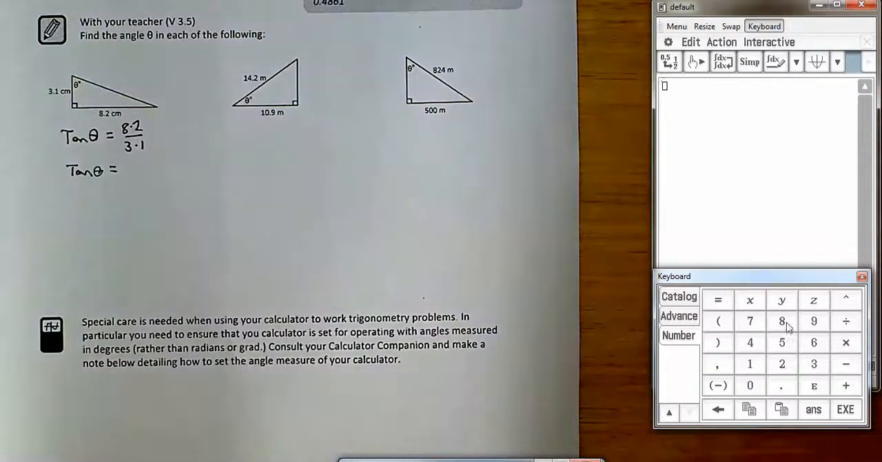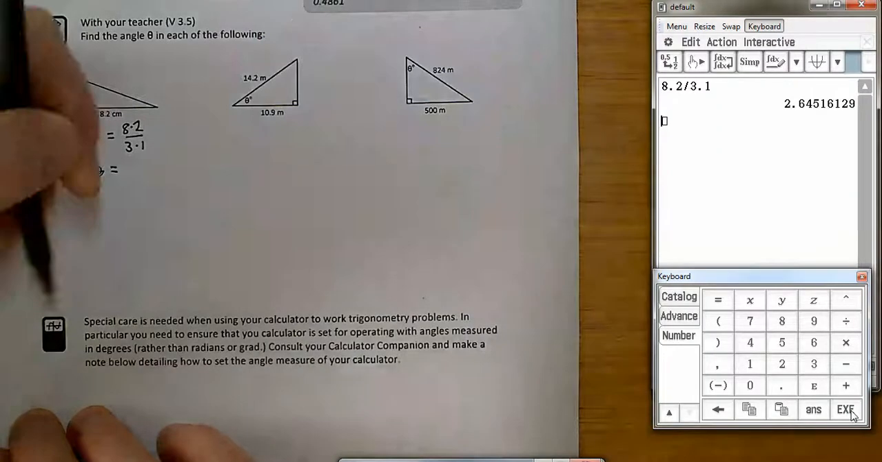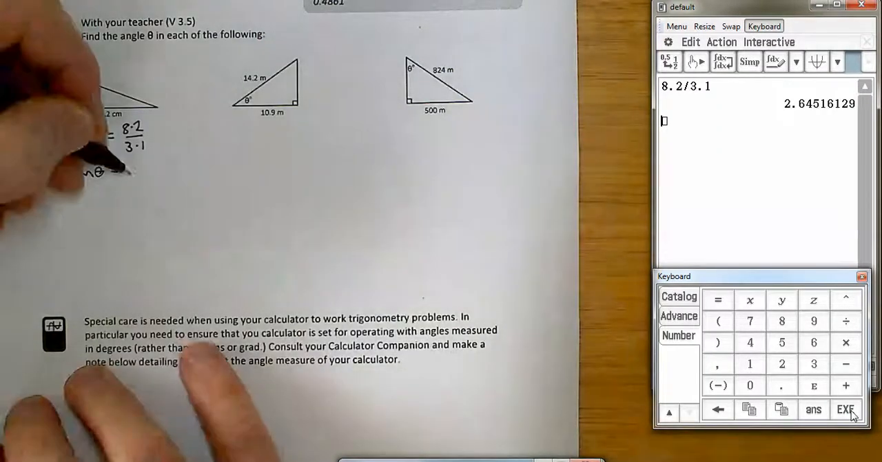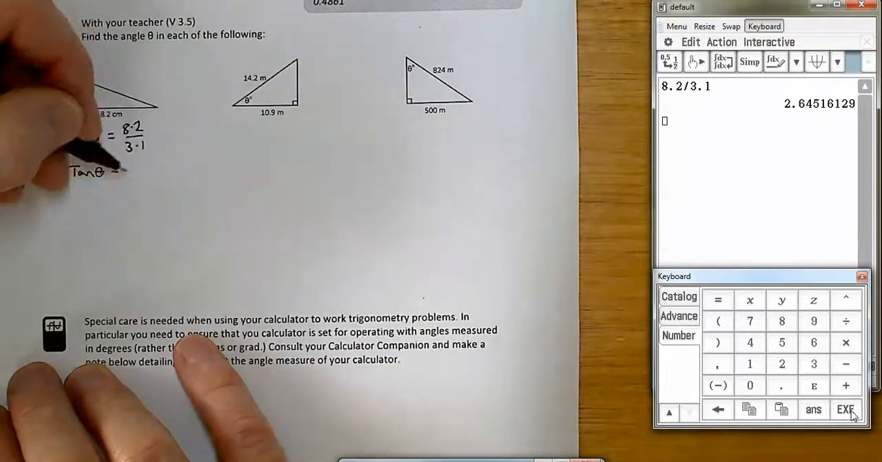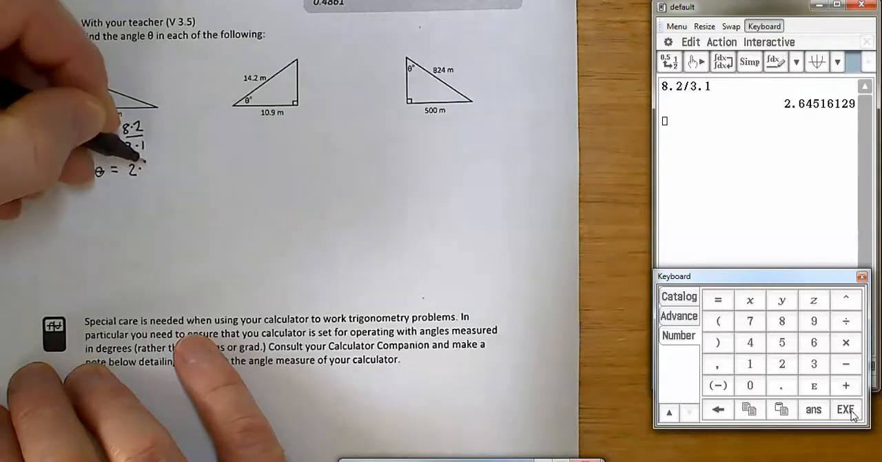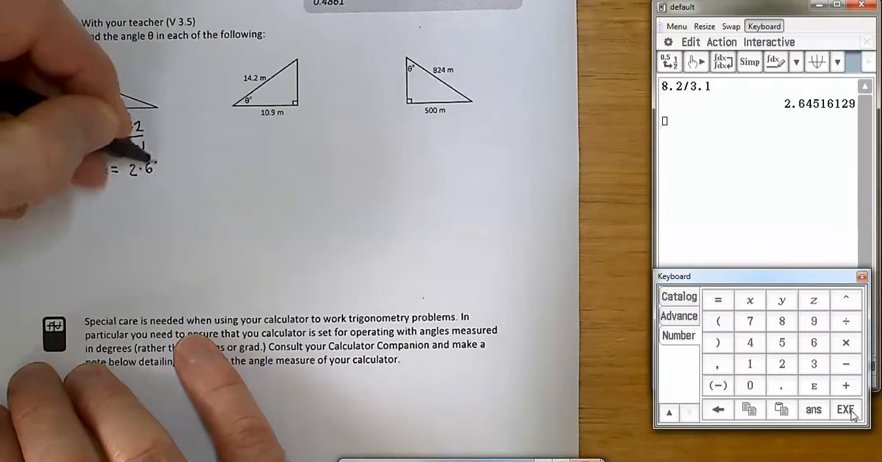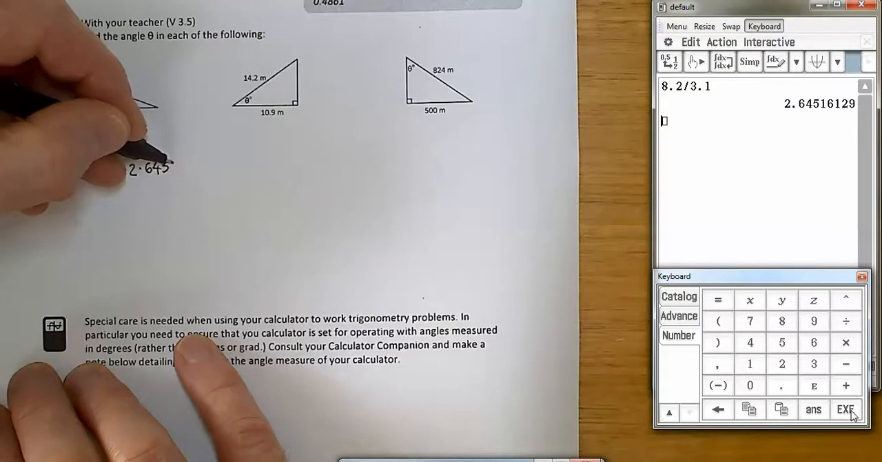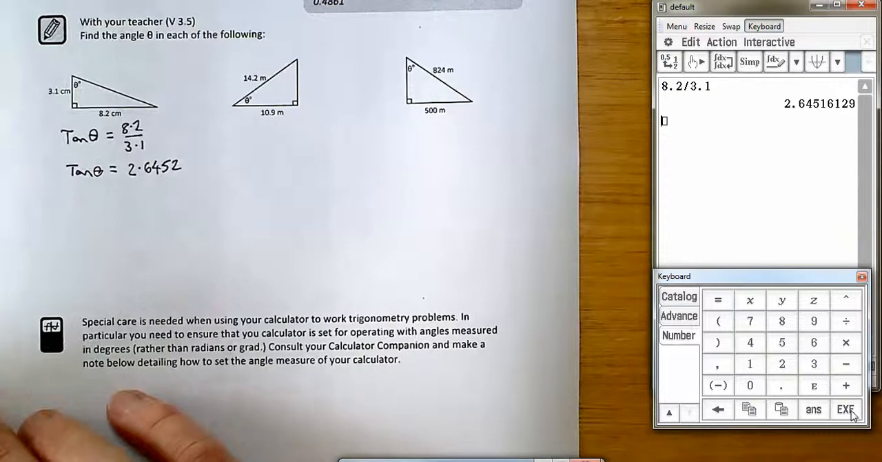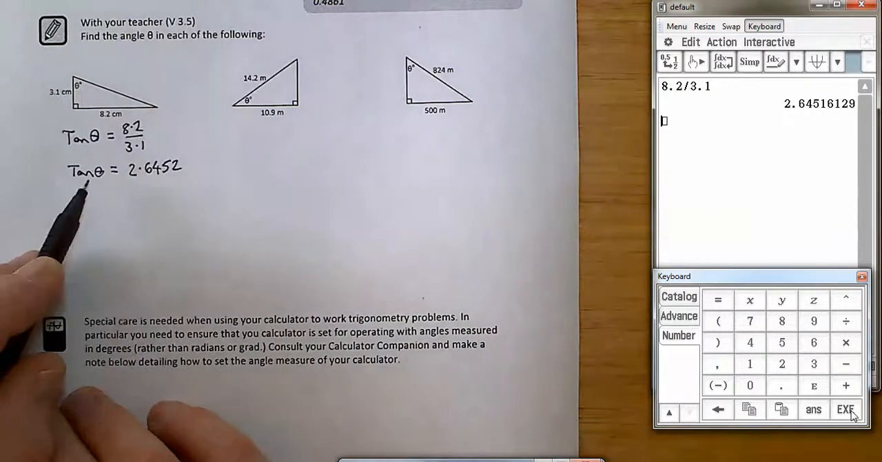So it's 8.2 divided by 3.1. 2.645. Using an extra decimal place or two here is a good idea until you get to your final answer. Just leave it like that. Now, the tan of angle theta equals that.